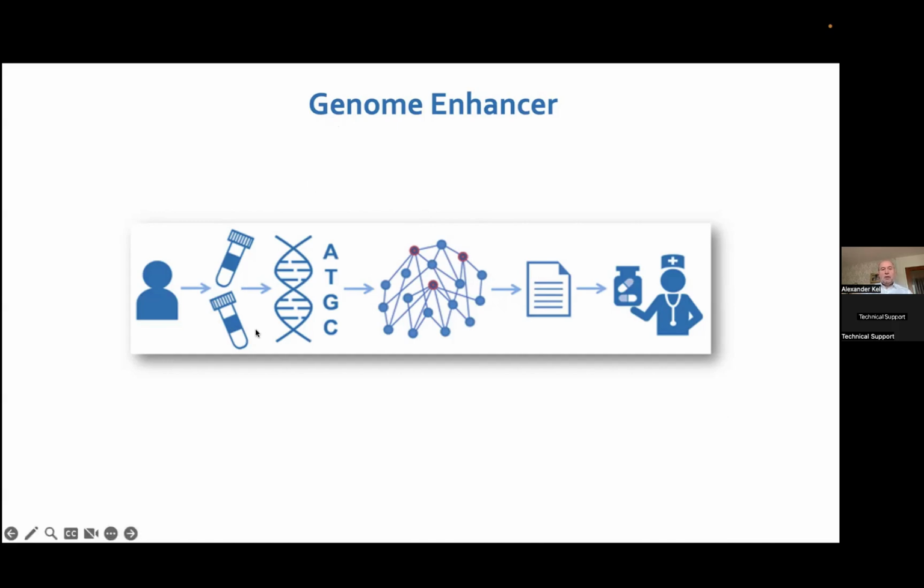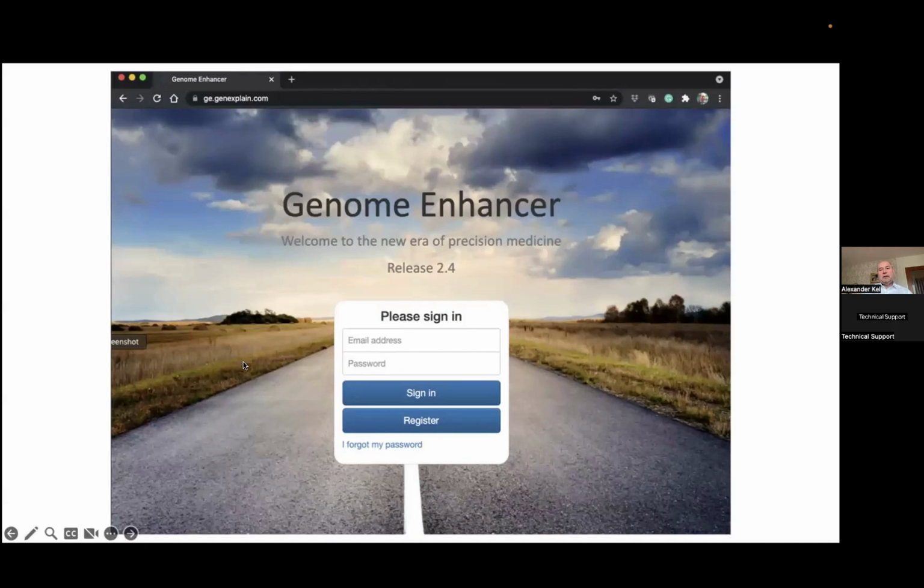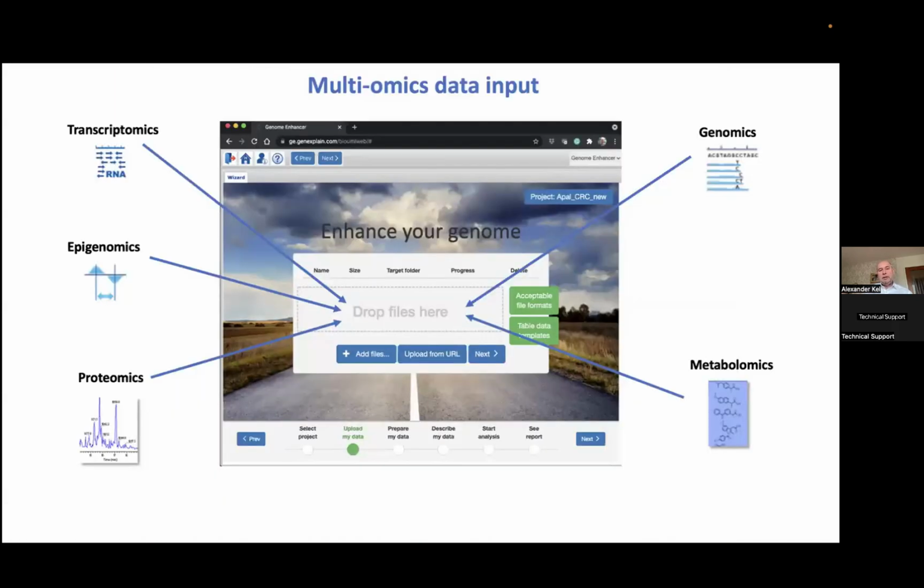Good. Okay. So and then this is an interface of Genome Enhancer. I will go soon online. And interesting, as I said, you can put many different omics by drag and drop here those files, from transcriptomics, epigenomics, proteomics, mutations, as well as metabolomics data if you have. It could be either of them, so maybe only transcriptomics or only mutations or any combination of those omics types.